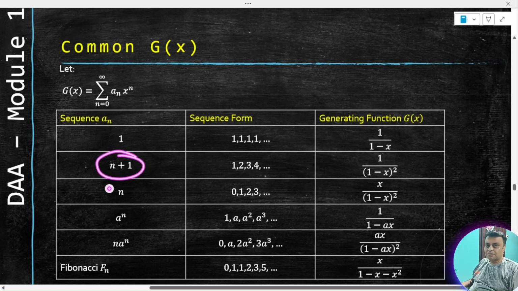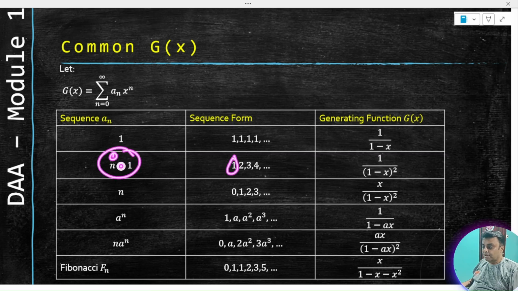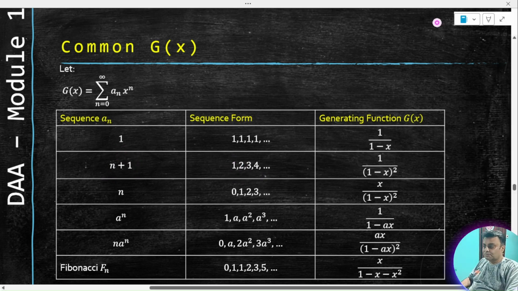If the sequence is n plus 1, which means that when n's value is 0, then n plus 1 becomes 1, when n's value is 1, then n plus 1 becomes 2, and so on, right? We have seen this also, saying that the value of this will be 1 by 1 minus x square.